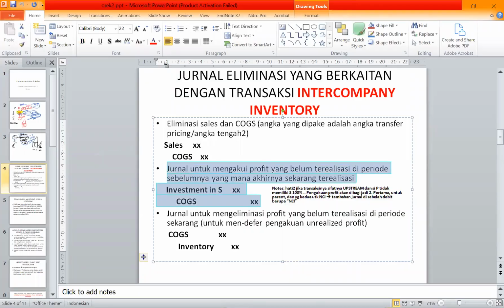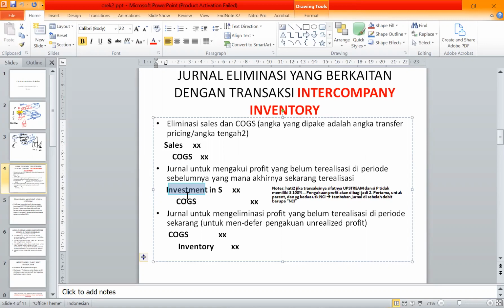Okay, that we finally can recognize any unrealized profit that occurred in the previous year, when that inventory is finally sold to the end customer in this year. As you can see, in the previous year we debit the COGS on the debit side, and then when it's finally recognized, we credit the COGS in here. And then on the debit side is the investment in S. So that's the three unique journal entries that are related to the intercompany inventory transaction.